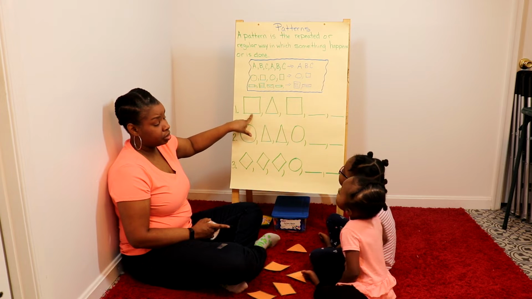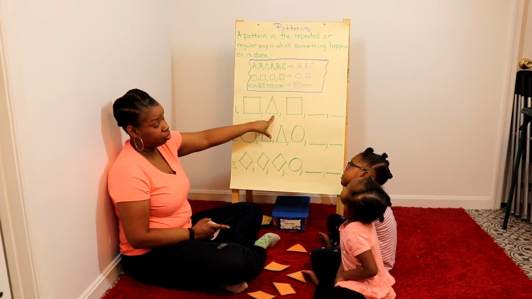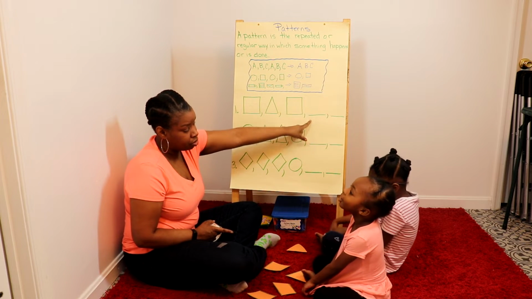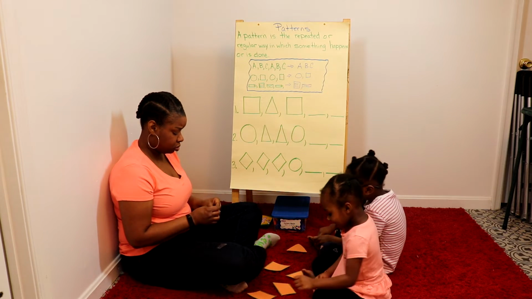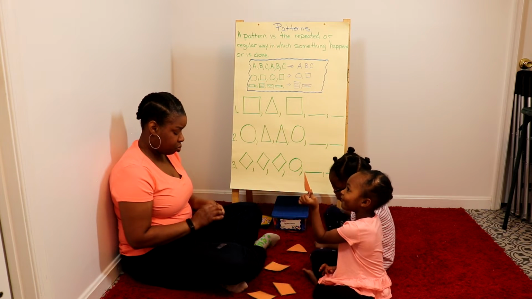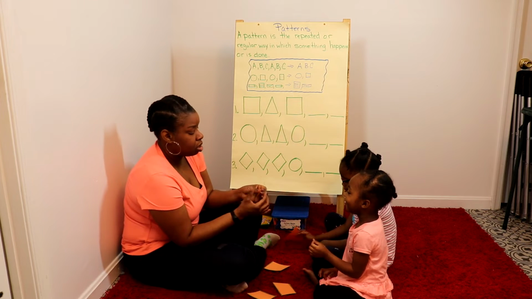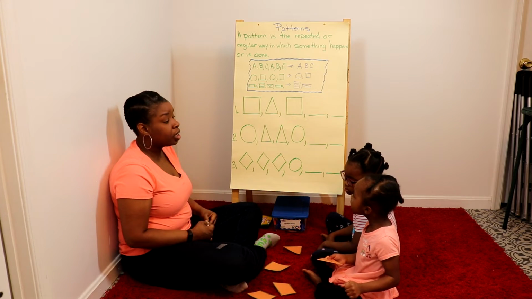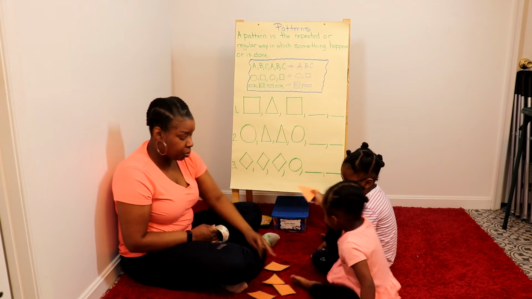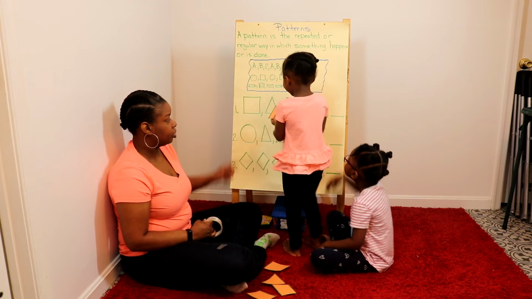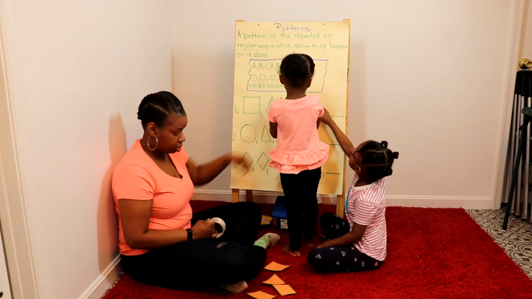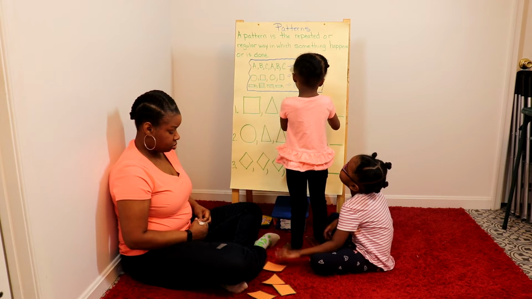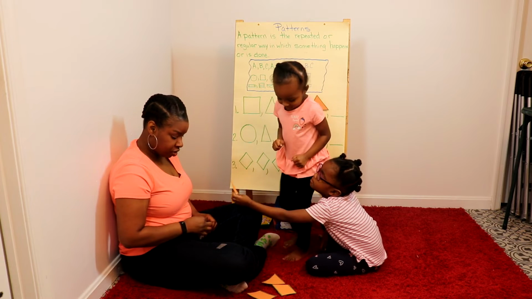Look here, you have what? Square, triangle, square, triangle. Triangle, so find a triangle. Okay, we're gonna put tape on the back of the triangle. All right, now you stick the triangle up there in the first blank. Come on, you can move in the spot right here and put it up there. Square, triangle, square, triangle. All right, what comes next after the triangle? Square. All right, we're going to put some tape on the square.